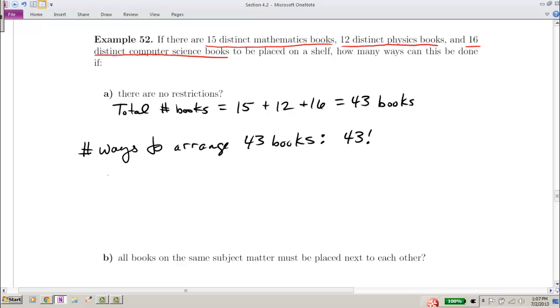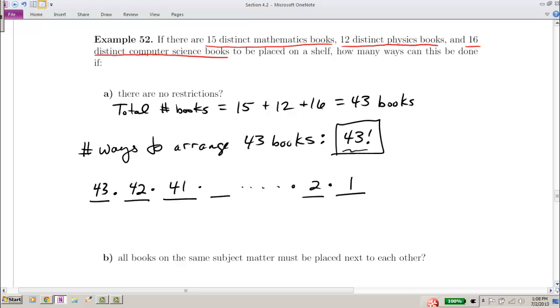I think we could all probably see why this happens if we think about it from a multiplication counting rule perspective. So here's my first book. I've got 43 books to choose from, right? So I place the first book. Now that book's on the shelf. For my next book, I only have 42 books to choose from. Put that book on the shelf. Next, I've only got 41 choices, right? And so on. And this will continue until I've placed my very last book on the shelf. And by the time I only have one book left, that's my only choice. And so here's our 43 factorial ways. If I don't care about the ordering at all, 43 factorial ways I could place those books on the shelf.